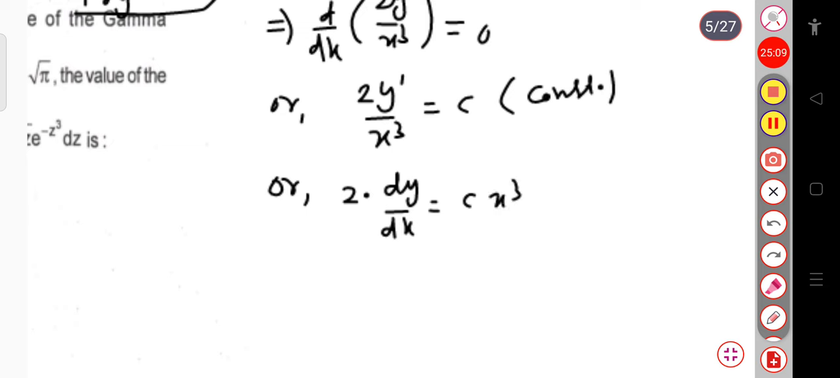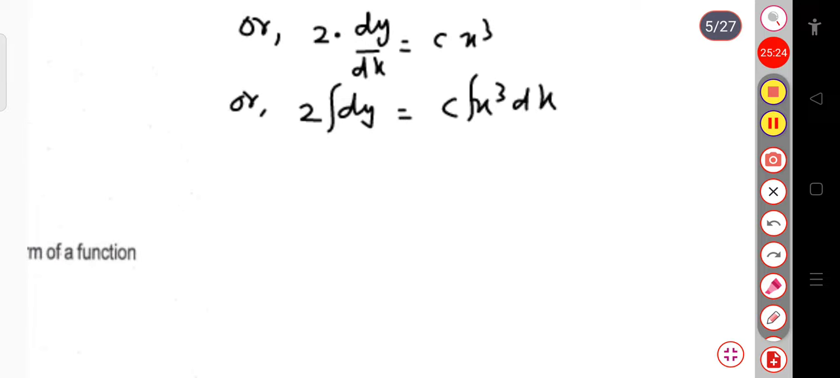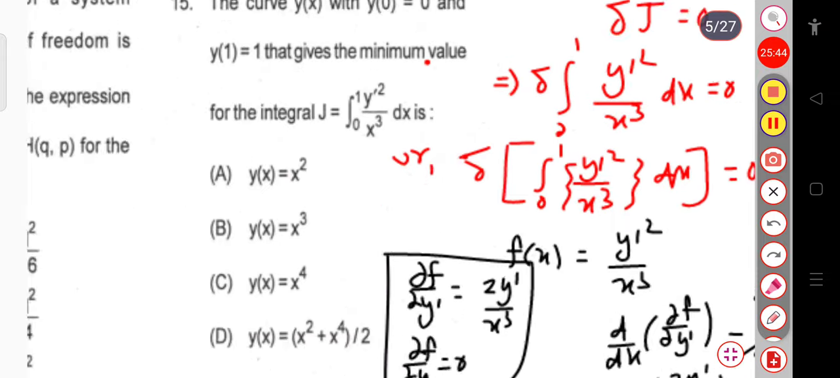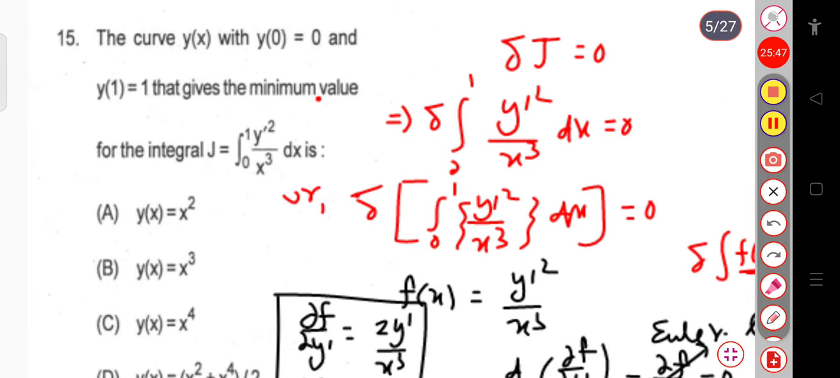So we can also write 2 dy equals c x³ dx. Now if I integrate this, 2 times the integral of dy, which is y, equals c x⁴/4 plus some integration constant, suppose c′. Here also the boundary condition is given in this question, number 15: y(0) = 0 and y(1) = 1.